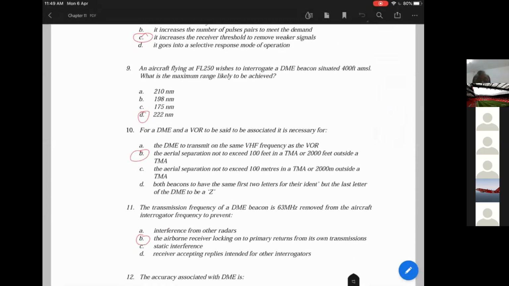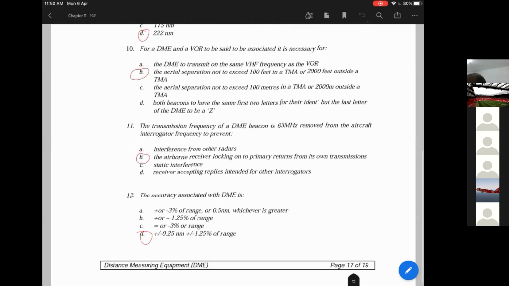Question number 9, please. An aircraft flying at flight level 250 wishes to interrogate a DME beacon situated 400 feet above sea level. What is the maximum range likely to be achieved? 222 nautical miles. The formula, what are you applying? 1.25 times the square root of H1 plus the square root of H2. Absolutely correct.